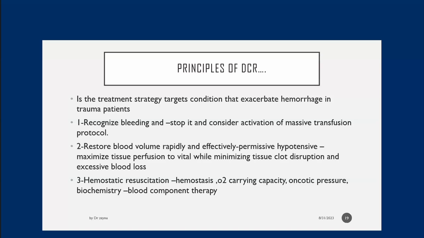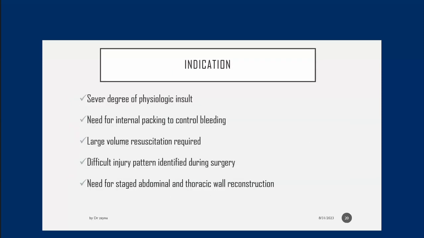So as to restore the blood volume rapidly and effectively, we need to consider the damage control resuscitation principle, which is the hypotensive resuscitation protocol. The third thing is hemostatic resuscitation. Hemostatic resuscitation, to me, is limiting the intravascular expansion, plus not normalizing the blood pressure, keeping it in the lower normal range. Those are the three things that we need to focus on in damage control resuscitation.